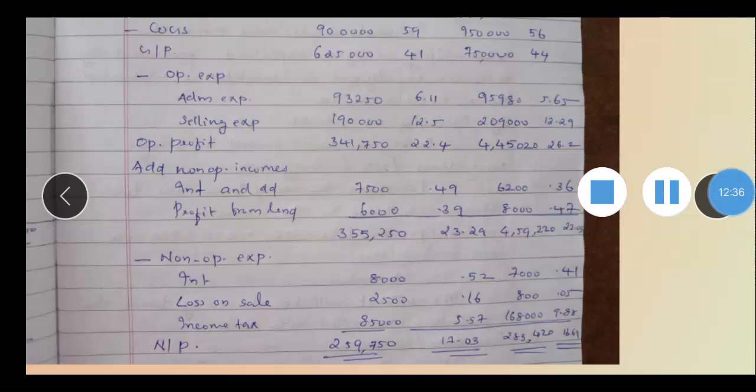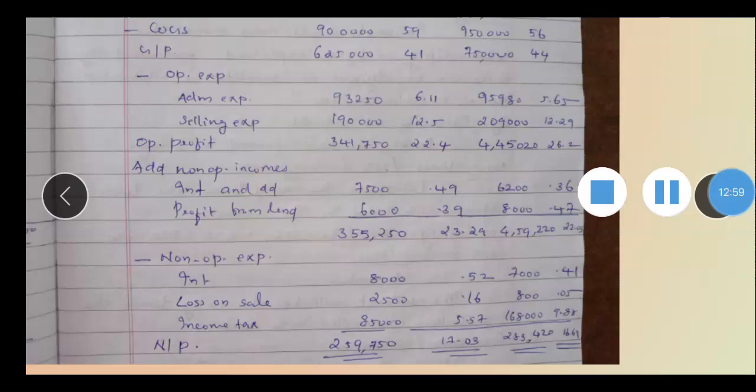So what happened to the company? Absolute figures we can check. Absolute figures net profit is 2,59,750 and in 2014 it is 2,83,420. There is an increase in absolute figures in case of net profit, but the percentage rate declines.